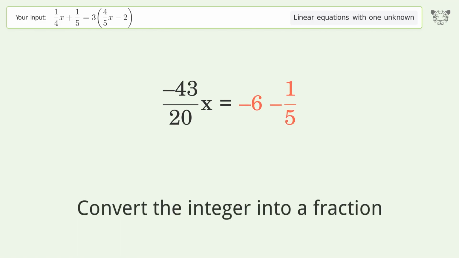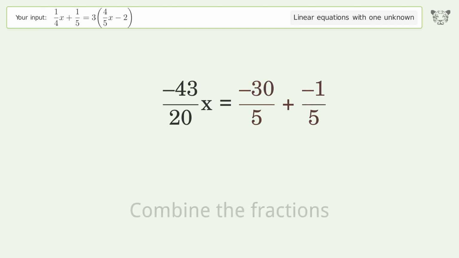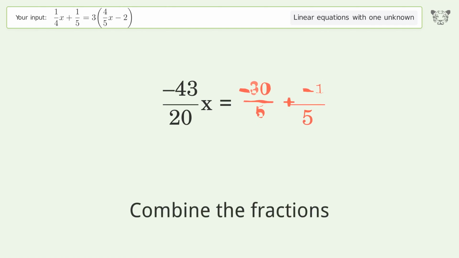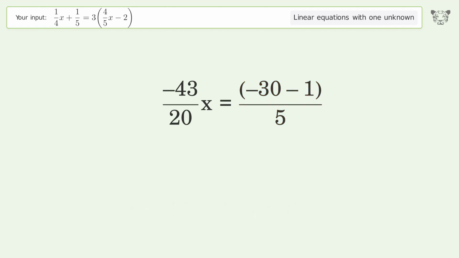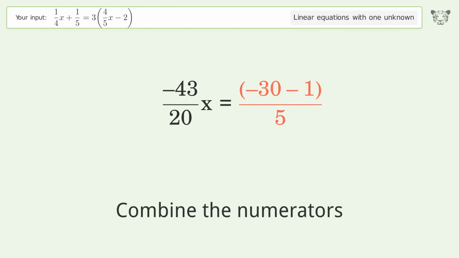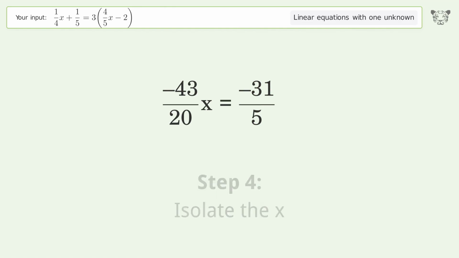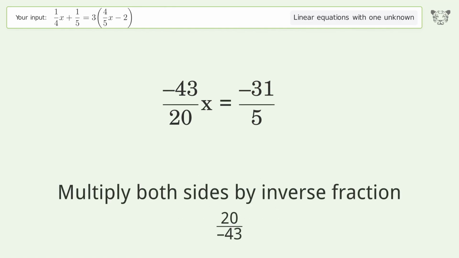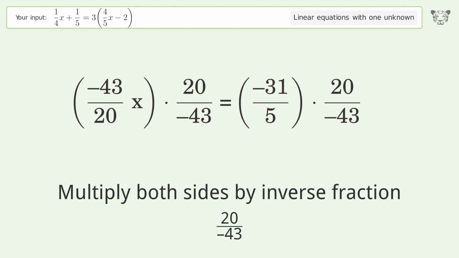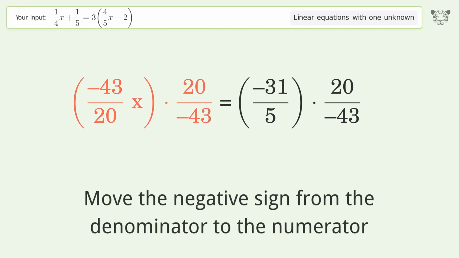Convert the integer into a fraction. Combine the fractions. Combine the numerators. Isolate the x. Multiply both sides by inverse fraction 20/43. Move the negative sign from the denominator to the numerator.